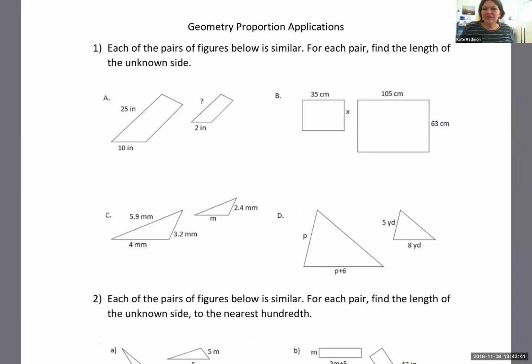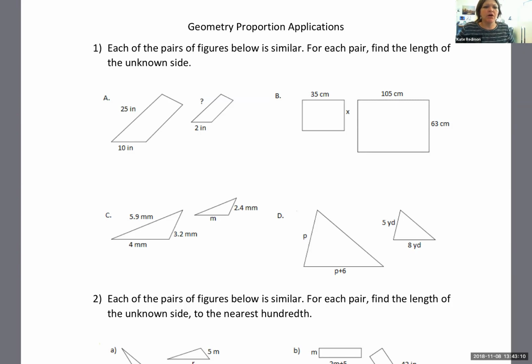So a lot of times students mix up when to use this similar shape rule and when to use the Pythagorean theorem, because they both find missing sides. So remember the Pythagorean theorem we used when we just had a single right triangle and we knew two sides and we wanted to find the third. Pythagorean theorem works on a right triangle. Proportions we use when we have two shapes that we know are similar. They're basically like blow ups or shrink downs of the same shape.